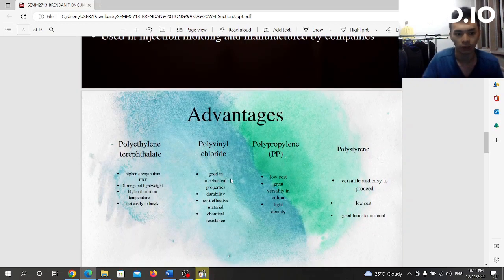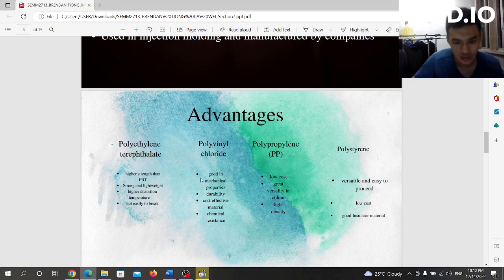For the advantages of polyethylene terephthalate, it has higher strength than PBT. It is strong and lightweight, hence easy and efficient to transport. It has a higher heat deflection temperature compared to PBT. It does not easily break or fracture. It is practically shatter resistant and hence a suitable glass replacement in some applications.